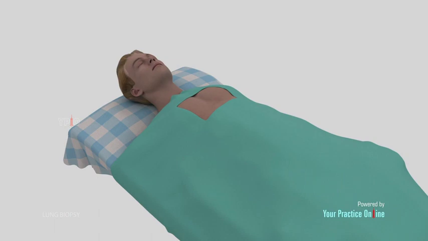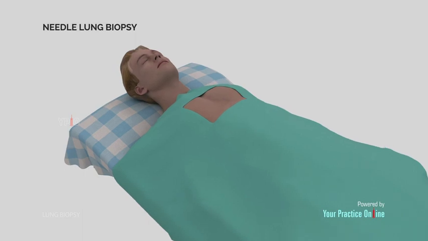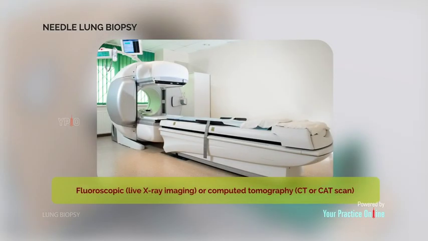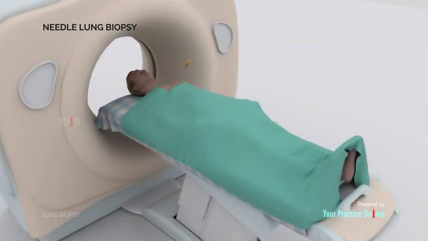Surgical procedure. There are several types of lung biopsy procedures that may be performed based on the type of lung condition you have. Some commonly performed lung biopsy procedures include needle lung biopsy. After administering numbing medicine, local anesthetic, to the chest, your physician passes a needle through the chest wall into the area of the lungs that is suspect. A fluoroscopic, live X-ray imaging, or computed tomography, CT or CAT scan, is done to obtain a tissue sample. This type of biopsy may also be referred to as a transthoracic or percutaneous, through the skin, biopsy.